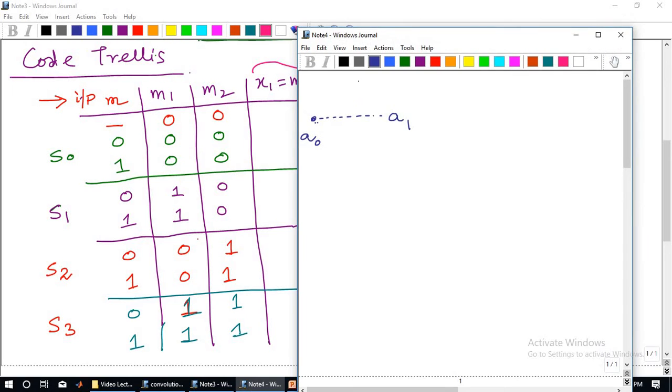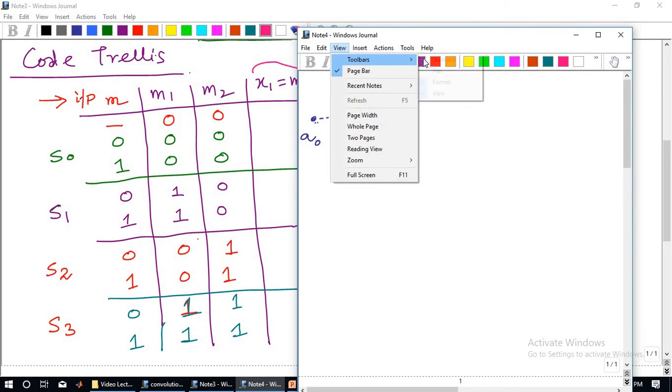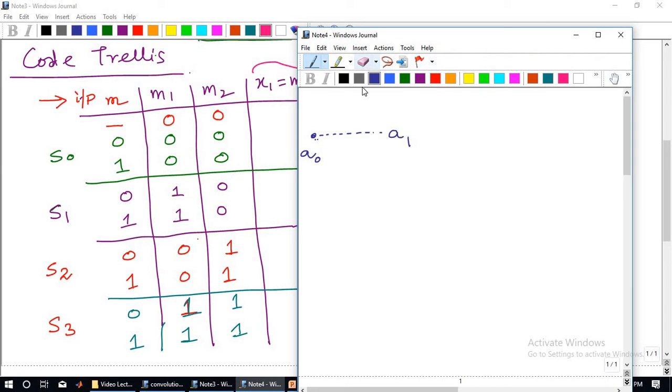Here there is a trick. Okay, this is very interesting. I'll put blue color over here. When it is at state A and it is reaching that state, it is remaining at that state, what is the input? 0.